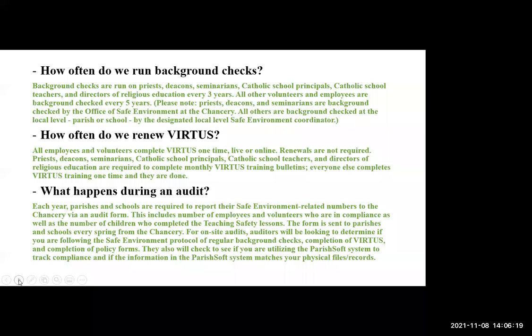Speaking of renewals, Virtus in our diocese is one time live or online, and you are done for employees or volunteers. We do have some continuing education for our priests, deacons, seminarians, Catholic school principals, Catholic school teachers, and DREs. And they are required to complete the monthly Virtus training bulletins, as well as the initial module. But everybody else is just the initial module one time and they are done.